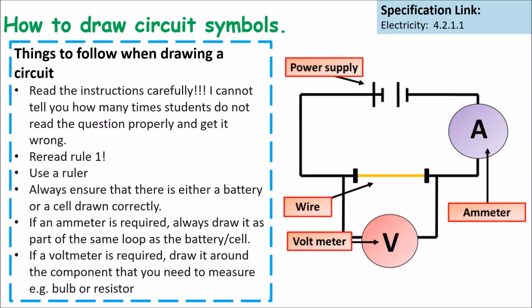And if an ammeter is required, always draw it as part of the same loop as the battery or cell. Whereas if a voltmeter is required, draw it around the component, so in parallel to the component that it wants to measure the voltage of.